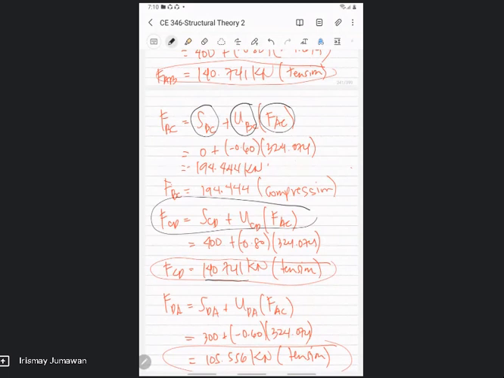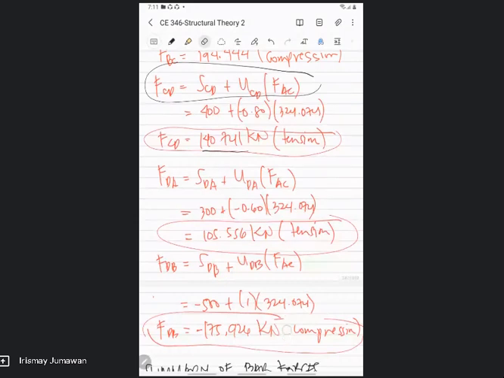Then for member FDB, so again, member DB, that is negative 500. So, ang uni mo is 1. So, okay, 500 plus 1 times 3 to 4.0. So, okay, pwede na po ako na i-reason. Pwede na ina yung presentation. So that is negative 175.926.